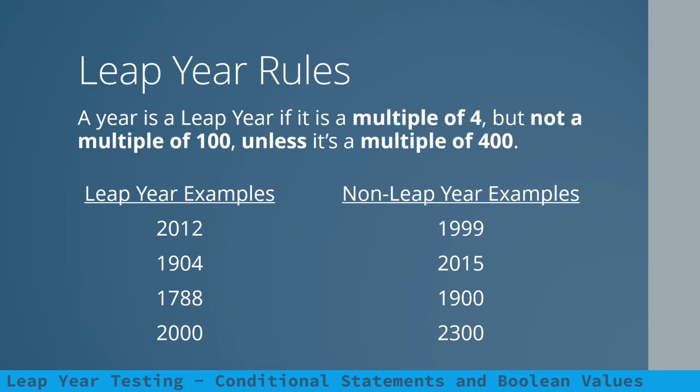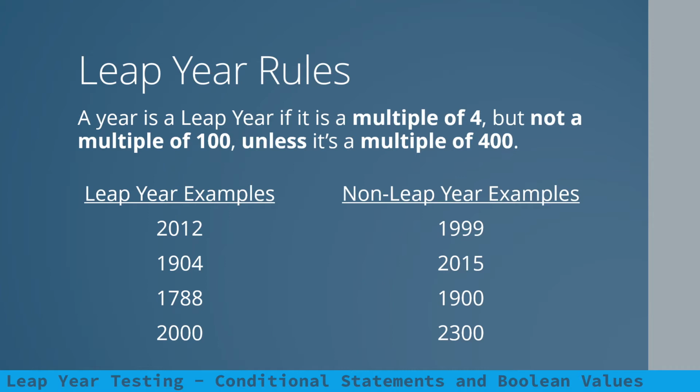Down the left-hand side, 2012 was a leap year. It's a multiple of 4, but not of 100. 1904, 1788, all multiples of 4. And the year 2000 is a multiple of 4. It's also a multiple of 100, which would be bad, except it's a multiple of 400, so that's good.